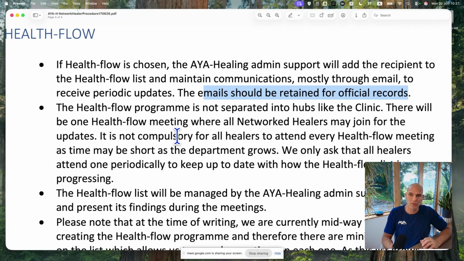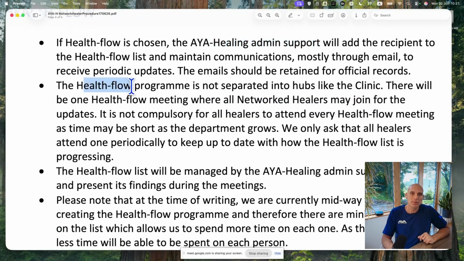Through social media, we're already getting more and more people being added to the list. And this is our big upscaled group healing thing, so there's less time that we spend on each person. So the communication will be by email, and it will be the admin healing support which will take care of that. The health flow program is not separated into hubs like the clinic.